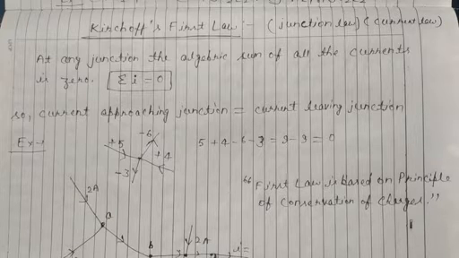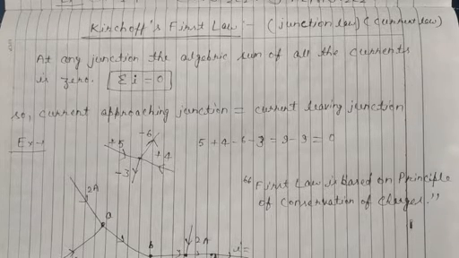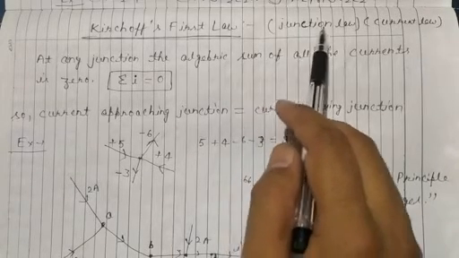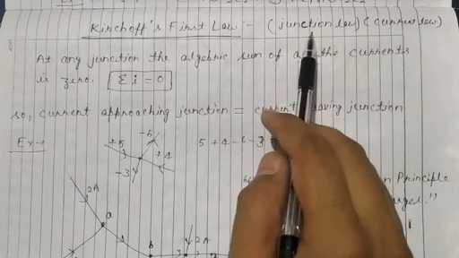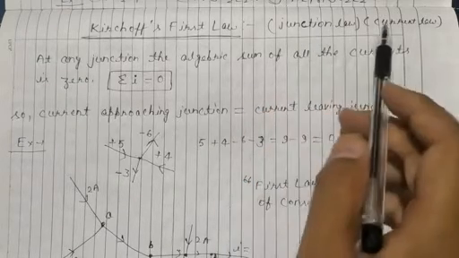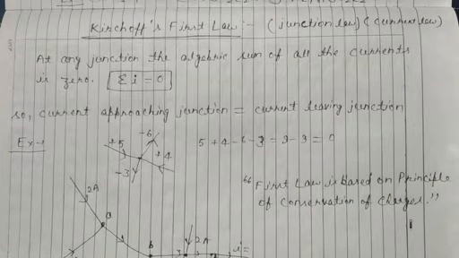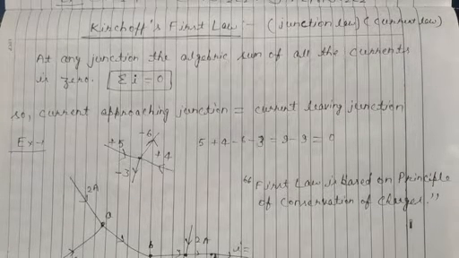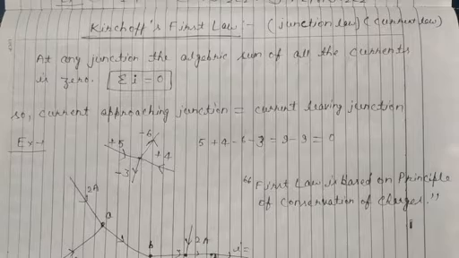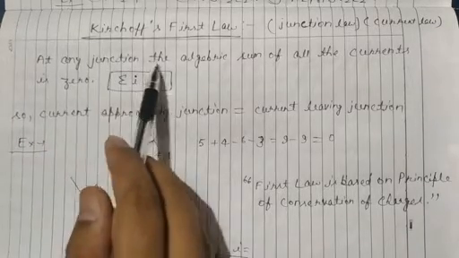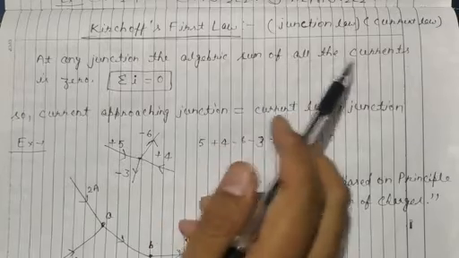Kirchhoff's first law. Kirchhoff's first law is also known as junction law because it is applicable on junction. It is also known as current law because it deals with the current. And what does this law say? At any junction, the algebraic sum of all the current is 0.